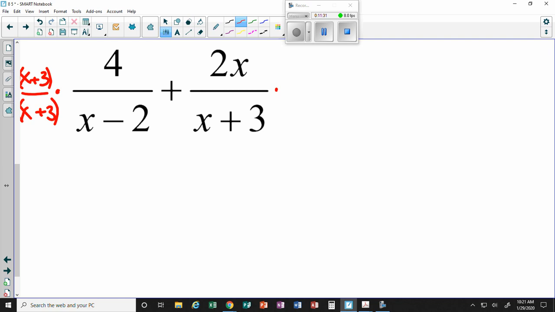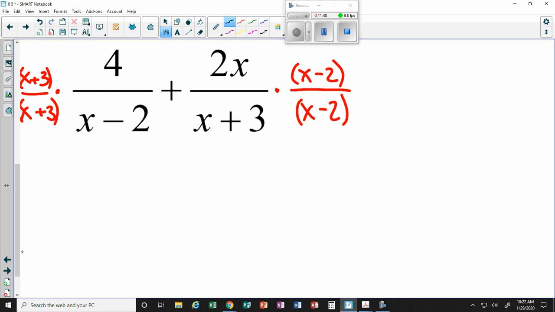Over here, what am I going to multiply by? x minus 2 on bottom and x minus 2 on top. So on the left side, what does my new fraction end up being?